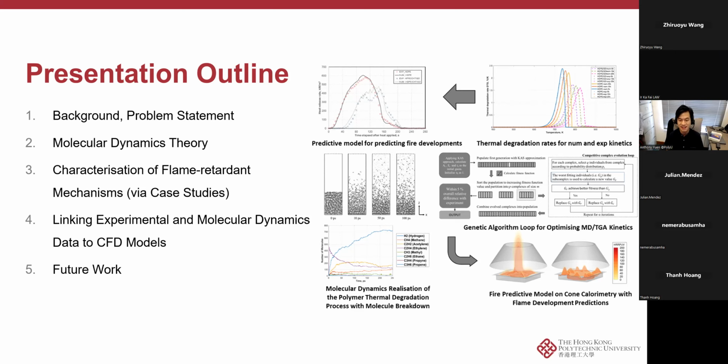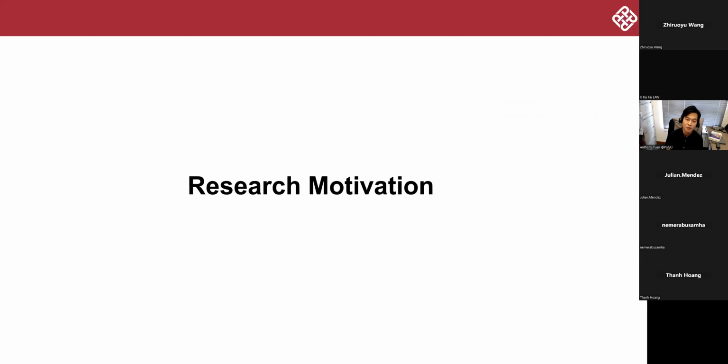And there are some case studies we can look into on different types of fire coating material, and more importantly, how we can link this information we extracted from MD into our CFD models for a more precise description of the material that we are dealing with, say any polymer composite, aluminium cladding panels, and so forth, and some future works that we've been looking forward to. So let's start with our research motivation.